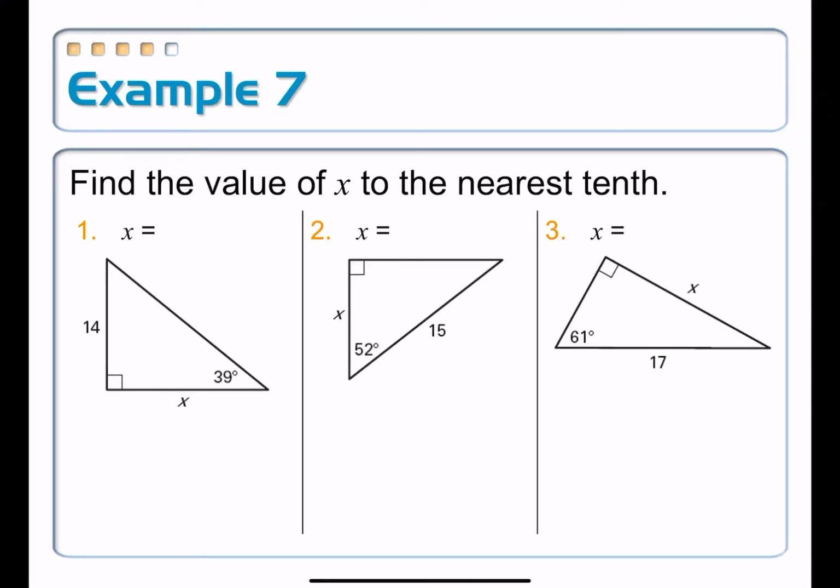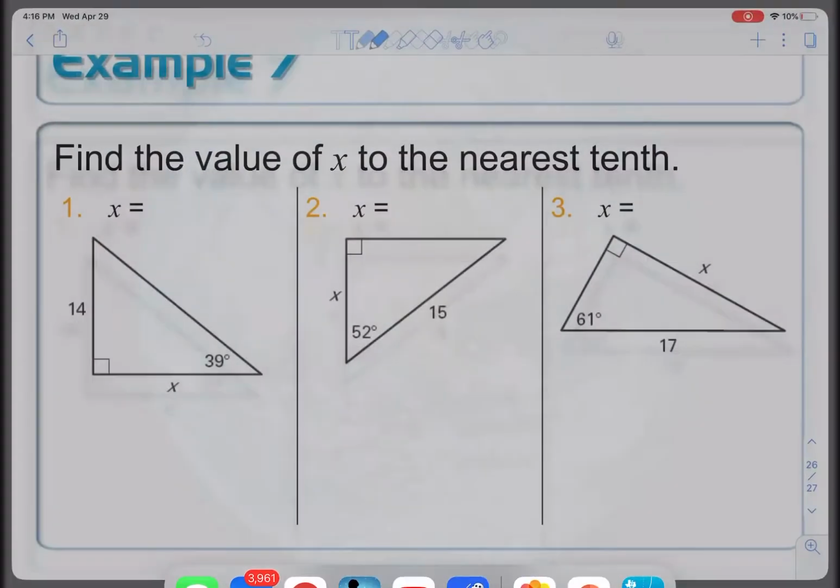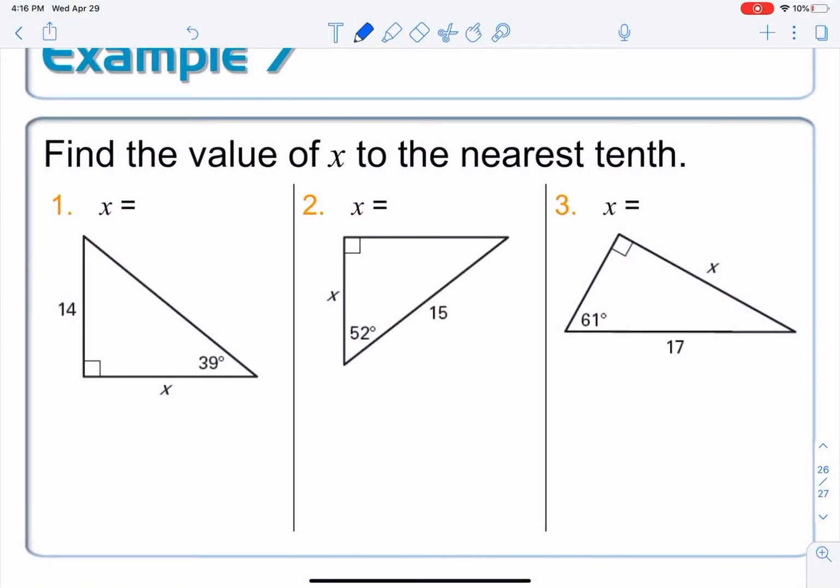All right, what'd you get whenever you're working on your own? Let's see. So what I hope to do is confirm all of your correct answers here. So let's take a look at the first one.